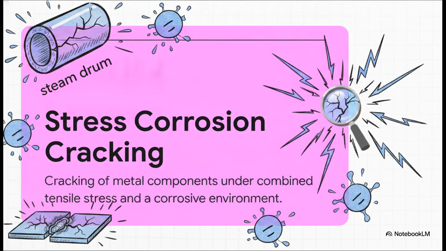The fourth type is stress corrosion cracking. This happens when a metal component is under intense mechanical tensile stress, think of a thick steam drum or a welded tube joint, and is simultaneously exposed to a corrosive environment. Our anion villain, chloride, is absolutely notorious for this. The chemical attack finds the microscopic stress fractures in the metal and drives them deep, eventually causing the metal to just crack wide open under the pressure.